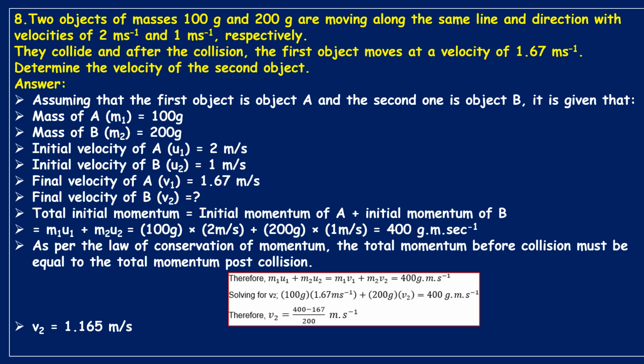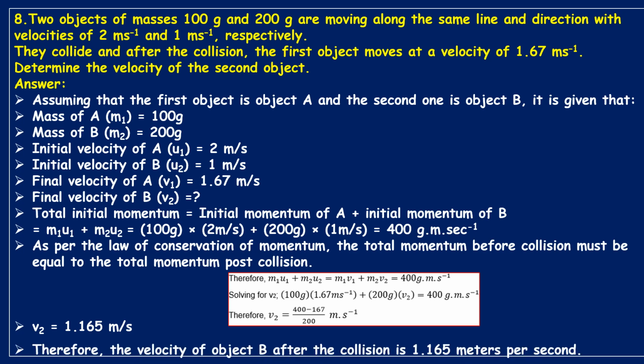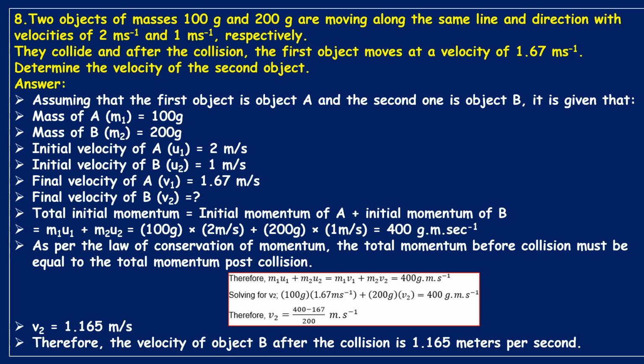So the velocity of the first object decreased from 2 meters per second to 1.67 meters per second, but the velocity V2 increased from 1 meter per second to 1.165 meters per second. Therefore, the velocity of object B after the collision is 1.165 meters per second. So this is the velocity of the second object.